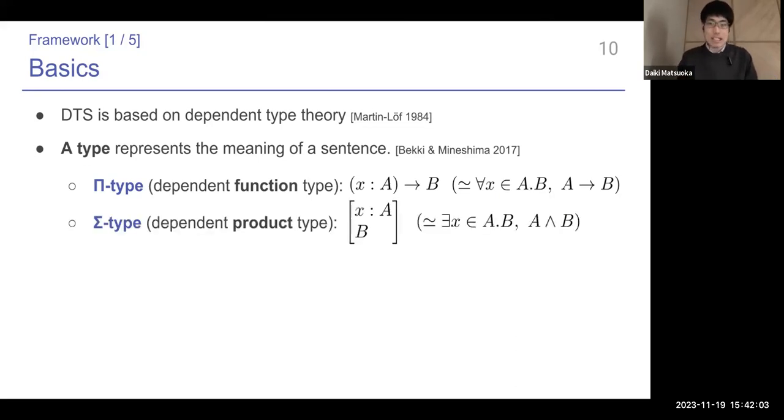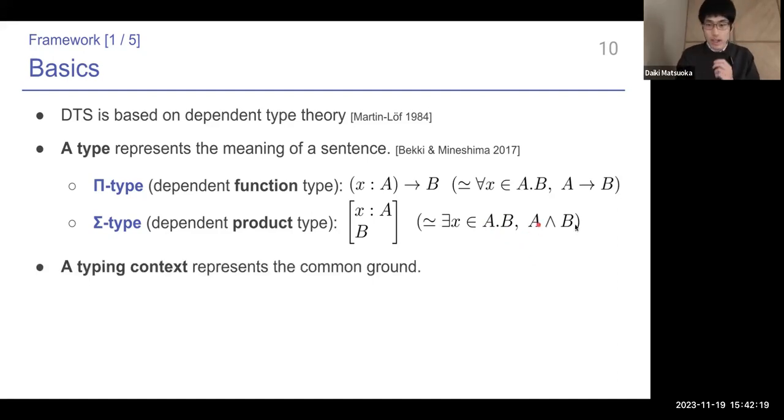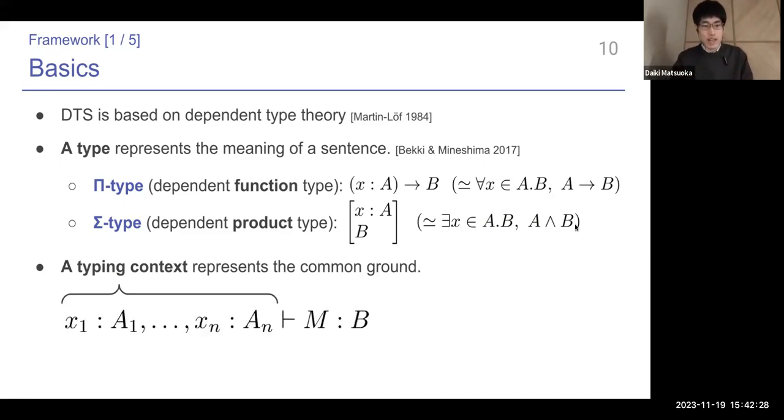The other one is a sigma type, a dependent product type. This is a type of pairs, and we use this square bracket notation for this type. It corresponds to existential quantification or conjunction. The other thing to mention is that a typing context represents a common ground in DTS. A typing context is a finite sequence of variable declarations like this: x1 has type A1, and so on. We also use this notation: under this typing context, and turnstile, M has type B. This is the usual notation in type theory.